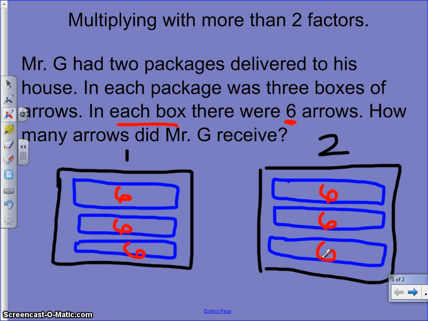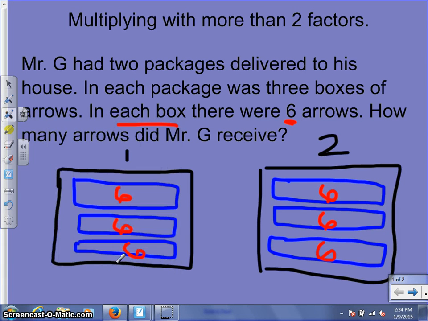Well, now, when I look at it this way, it's not that difficult to solve how many arrows I have. I can simply skip count and say, okay, well, 6 plus 6 plus 6 plus 6 plus 6 plus 6. There's 1, 2, 3, 4, 5, 6. 6 groups of 6, 6 times 6, okay? But let's look at what this problem is showing us and see it as a multiplication sentence, okay? Let's go back to black.